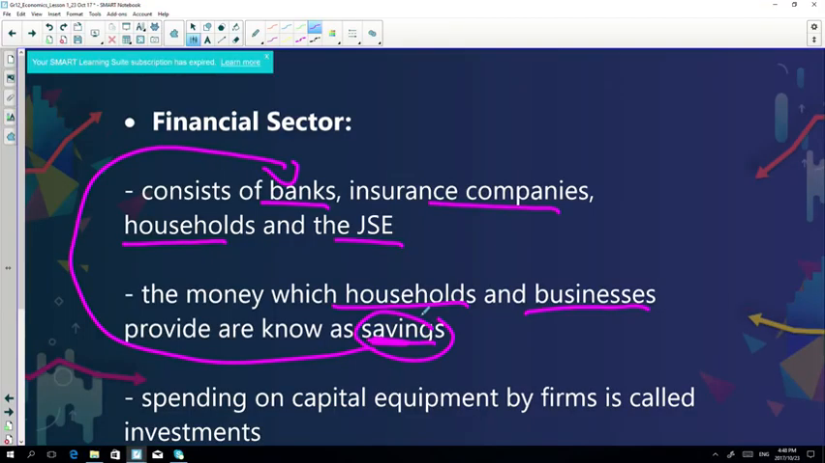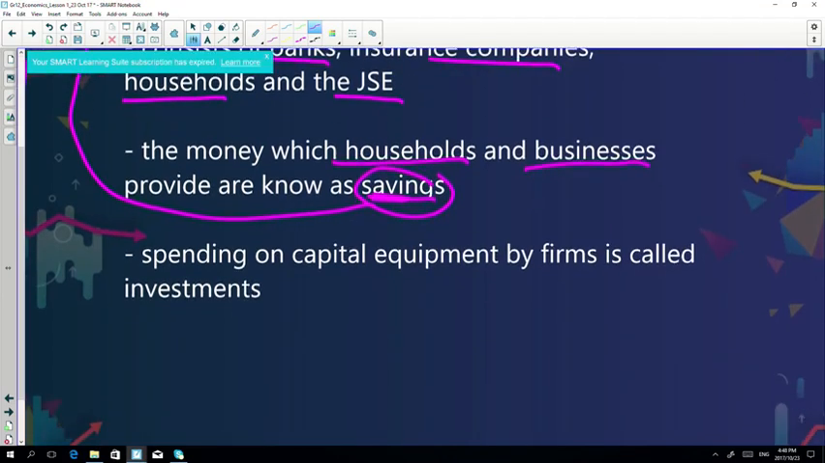Businesses also save money in order to expand, to grow, and to have different branches in different provinces and in different countries as well. You can't do that, obviously, if you haven't got the financial resources to make sure that the growing of the business does take place, and therefore savings play a very important role in that regard. And then spending on capital equipment by firms is called investment. Remember, when you spend money on capital equipment, I'm going to pull that down.